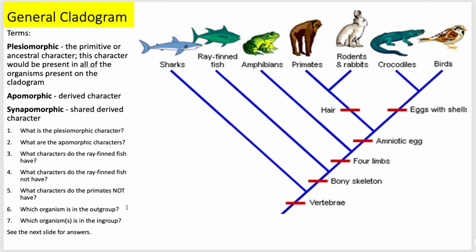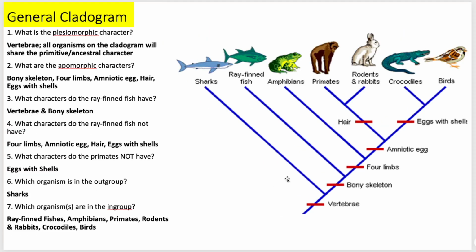Which organism is in the out group? Which organisms are in the in group? Well, the out group is going to be that most primitive organism, which in this case is the sharks. And then the in group is everything else: the fish, amphibians, primates, etc. So anyway, that's the kind of questions you'll be asked on these cladograms.